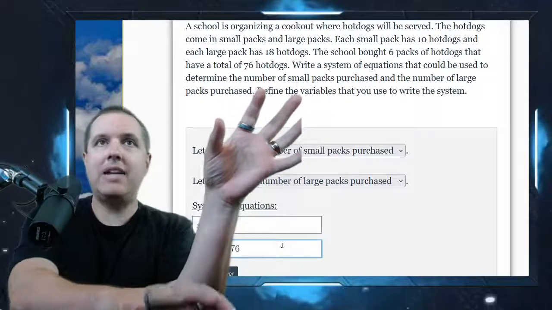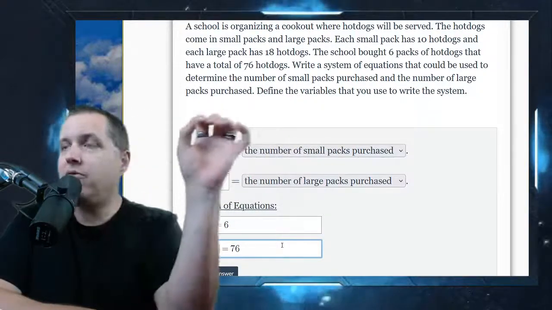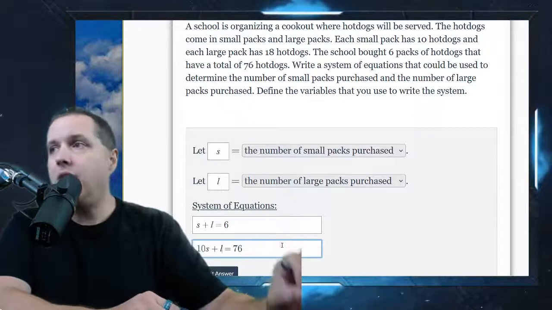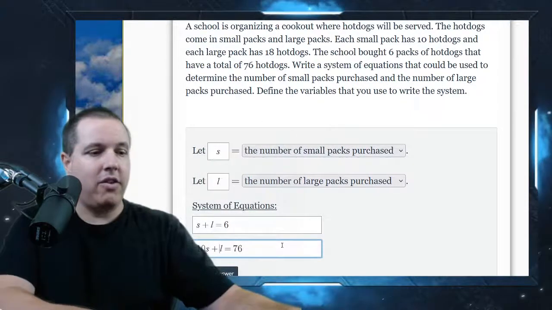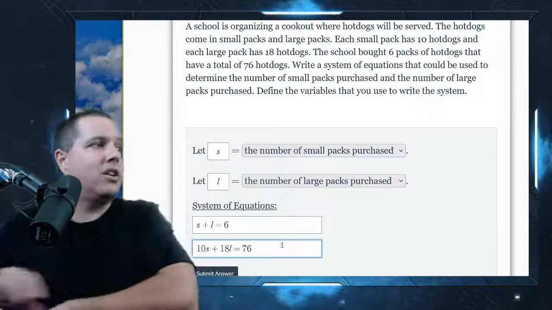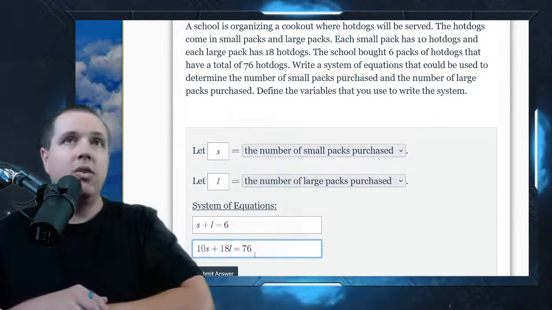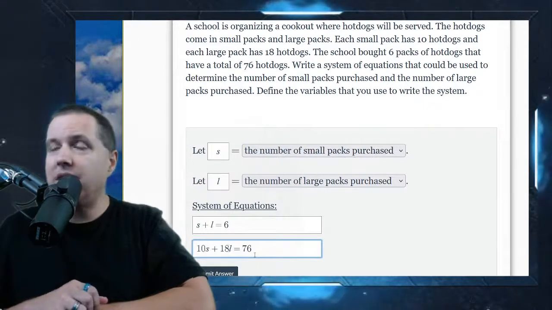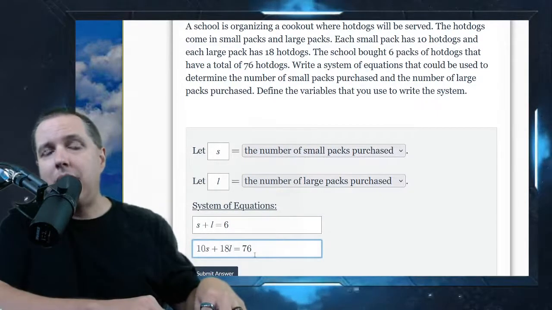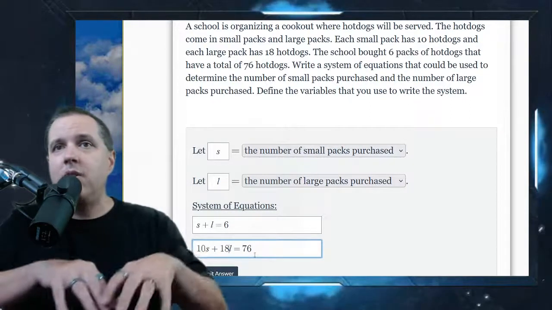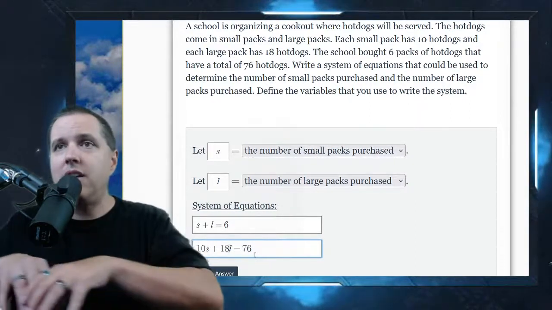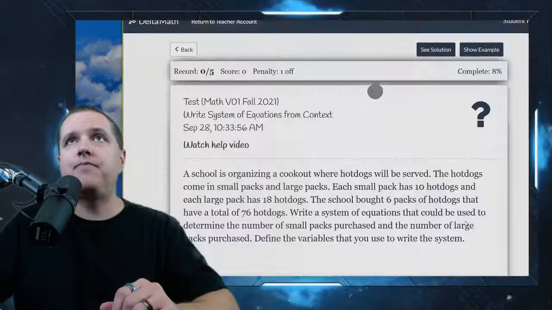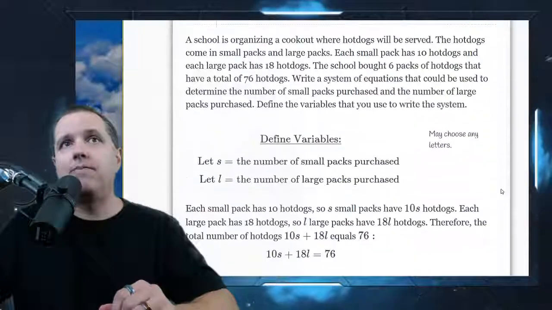Okay, what do we need to add to that? The number of hot dogs that came from the large packages. Those have 18. So L is the number of large packages, and there are 18 hot dogs per package. So 10S plus 18L equals 76. The number of hot dogs from the small packages plus the number of hot dogs from the large packages. Add all those together, you get 76. Let's submit our answer. There we go.